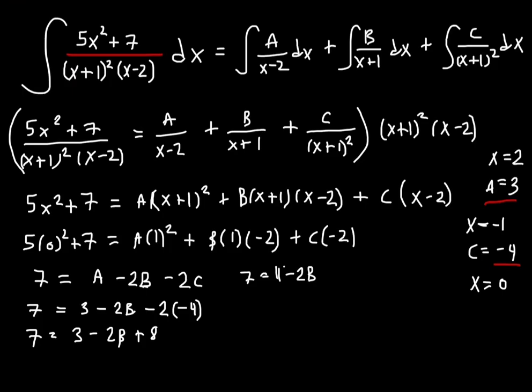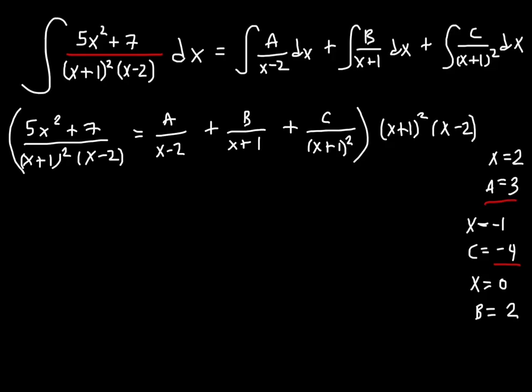I'll subtract 11 on both sides, so 7 minus 11 is negative 4 equals negative 2b, divided by negative 2 on both sides. b is equal to positive 2, so when x is 0, b is 2.